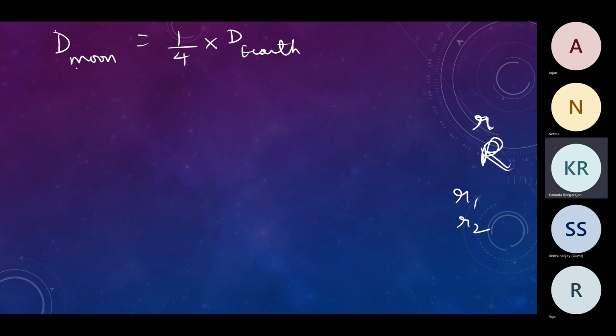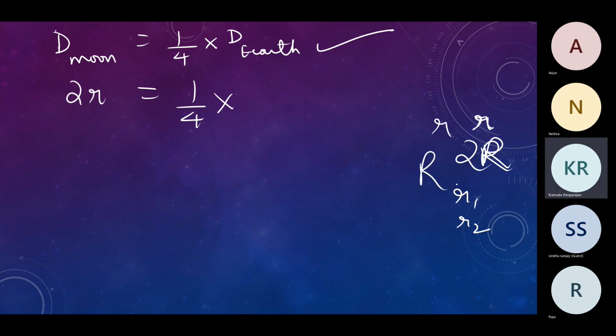Okay, so diameter is twice the radius. So the diameter of the moon is 2r, which is 1/4 of the diameter of the earth. The radius of the earth is capital R, so its diameter is 2R. So we have converted this to an equation using the variables r and R. The diameter of the moon, 2r, is equal to 1/4 into the diameter of the earth, 2R.